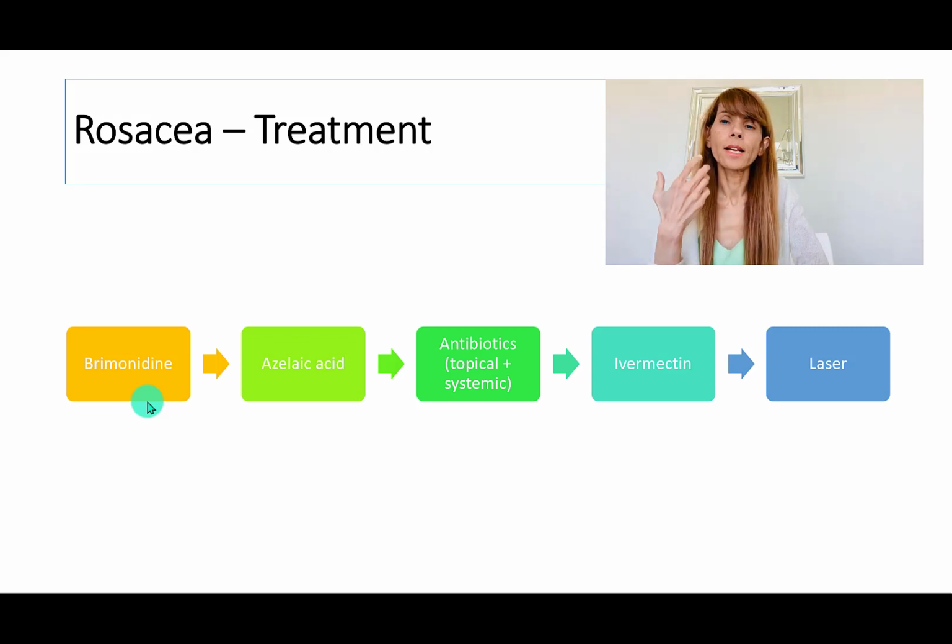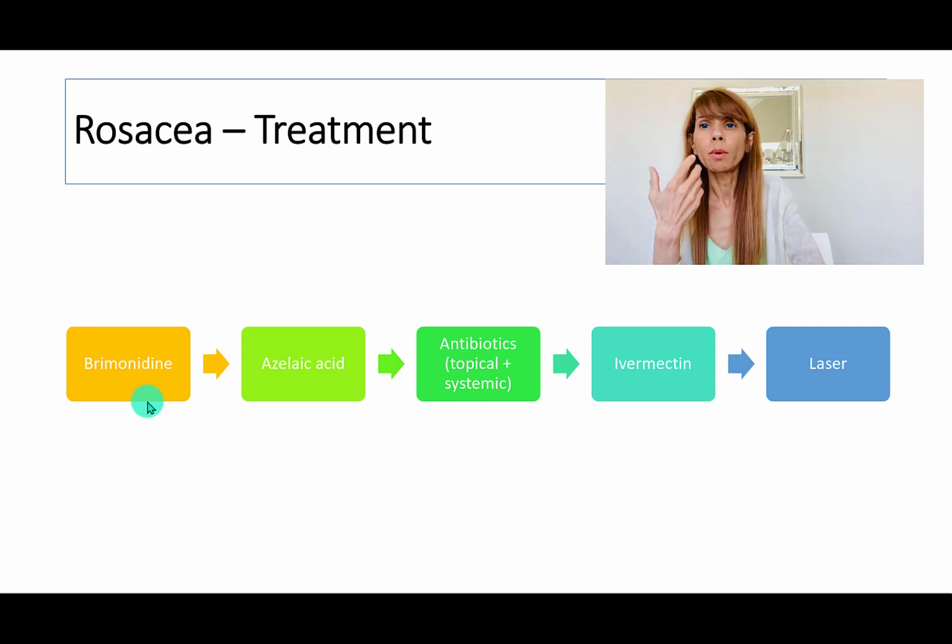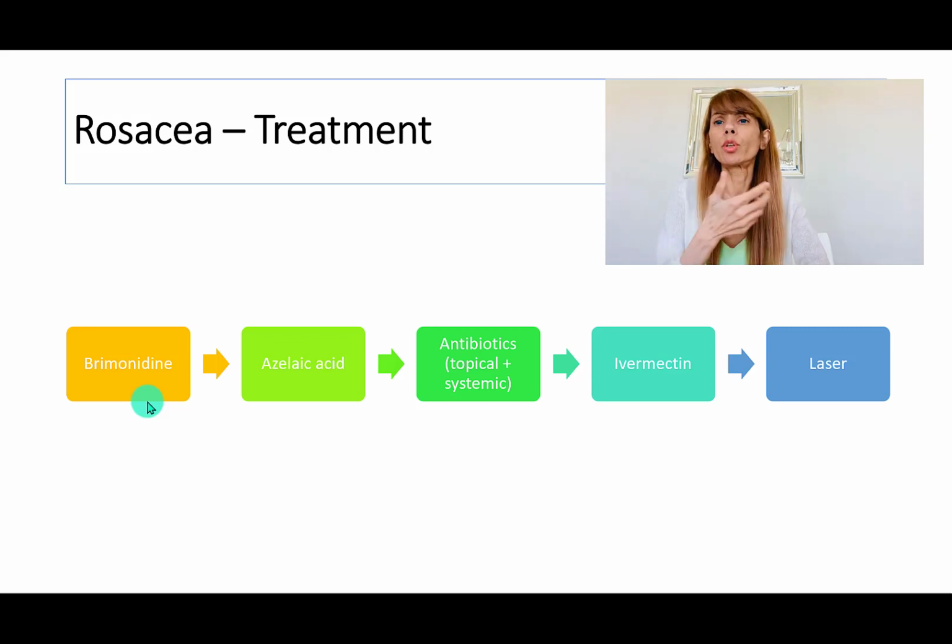Then there is azelaic acid, which can be used to help with the skin lesions. Then there are antibiotics, which can be used also, topical and systemic, because there is a thought that there are microorganisms involved. And ivermectin, which is an anti-scabies or anti-mite treatment, can also be used to resolve the symptoms. Finally, laser treatment can be done to reduce the symptoms, especially if there is disfigurement, for example, rhinophyma.